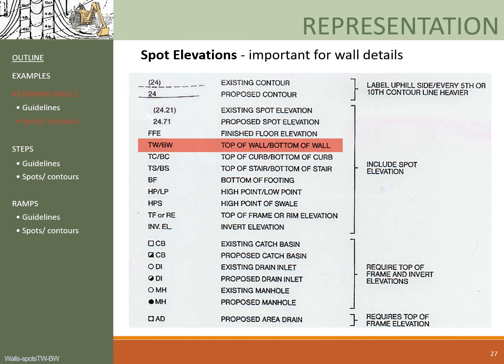Spot elevations are really important for the contractors to build the wall correctly. Again, even more important than the contours. And specifically here, we should use top of the wall (TW) and bottom of the wall (BW) to label the spots.